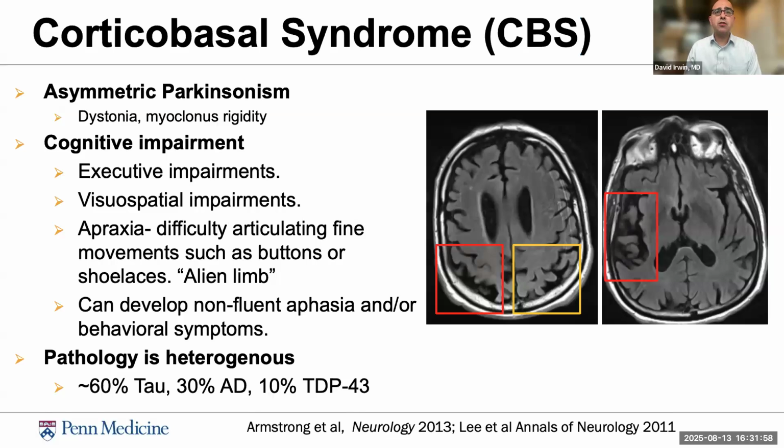Corticobasal syndrome is characterized as usually highly asymmetric, as are other forms of FTD like the primary progressive aphasia I showed you before, and it can overlap with primary progressive aphasia. What you're seeing here is a patient who has disproportionate frontoparietal disease, more on the right than the left. The clinical features range from varying amounts of Parkinsonism, including dystonia or a fixed posture of a limb, myoclonus, and rigidity, as well as cognitive impairment, which can range from executive impairments to visual spatial impairments that we typically think of in Alzheimer's disease, and apraxia.